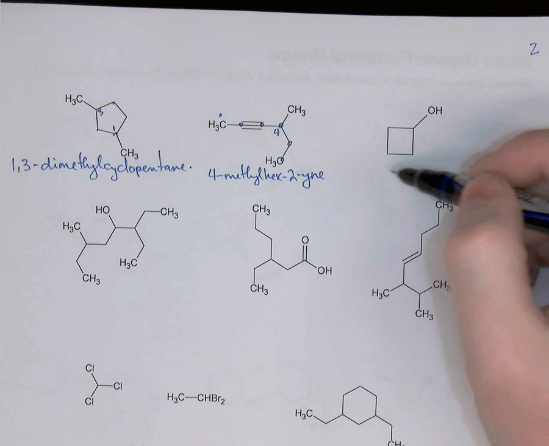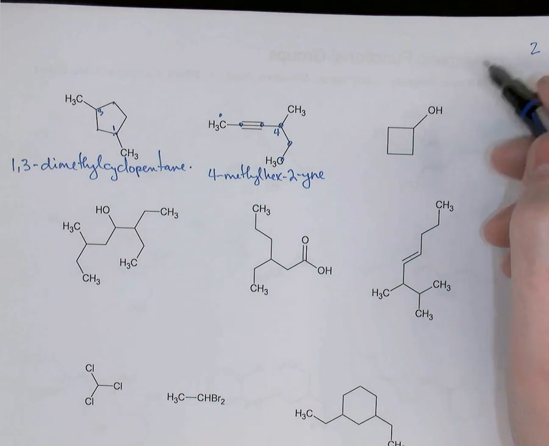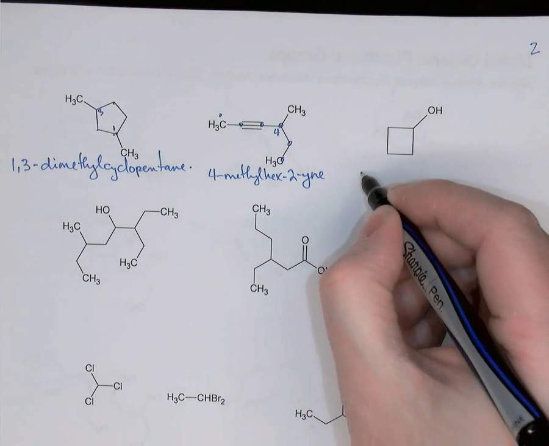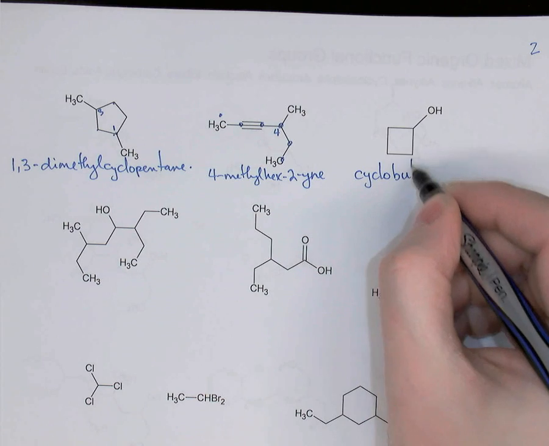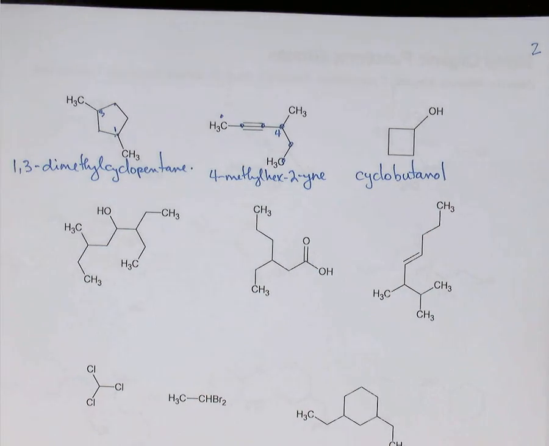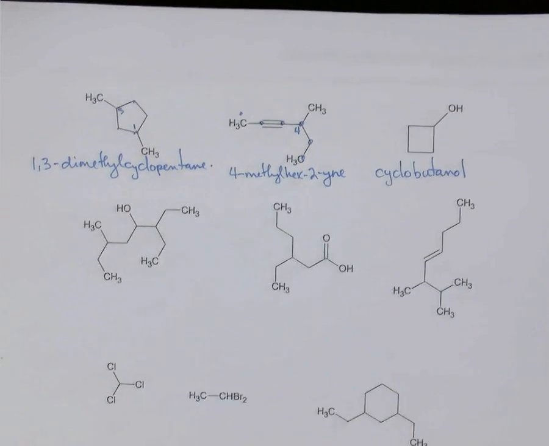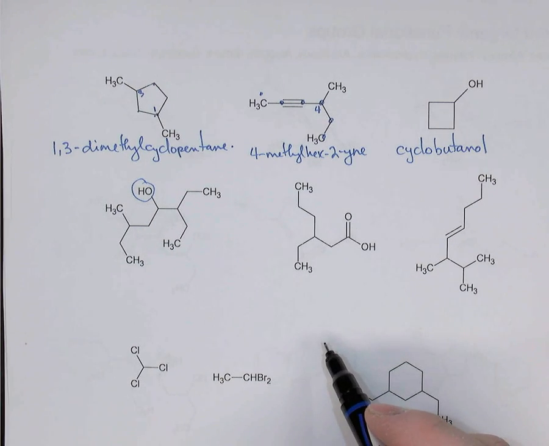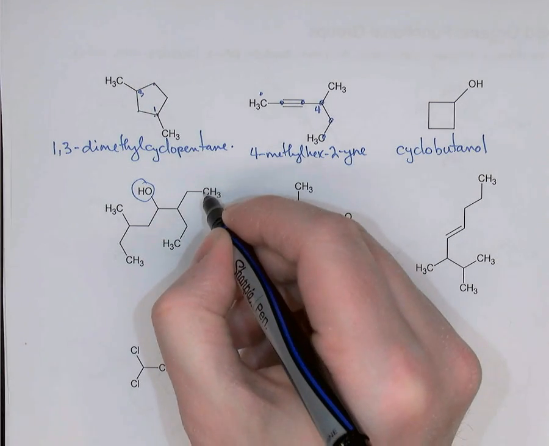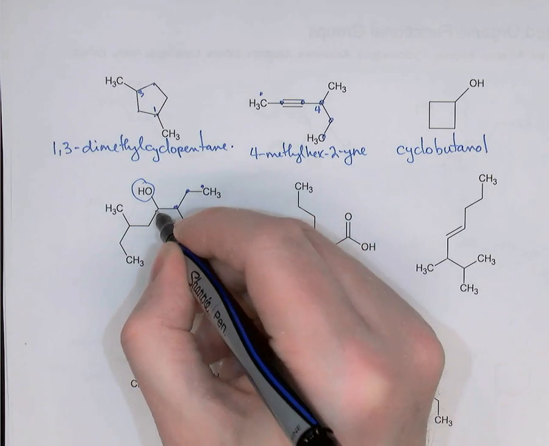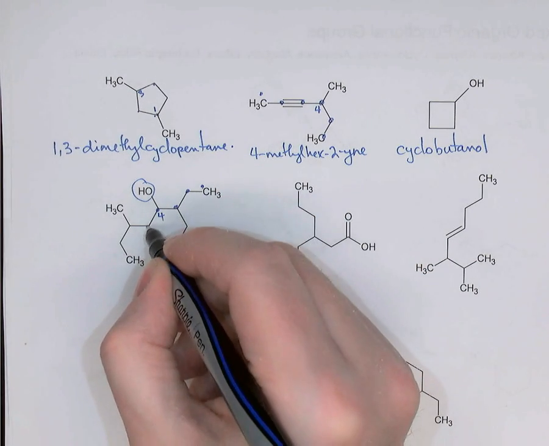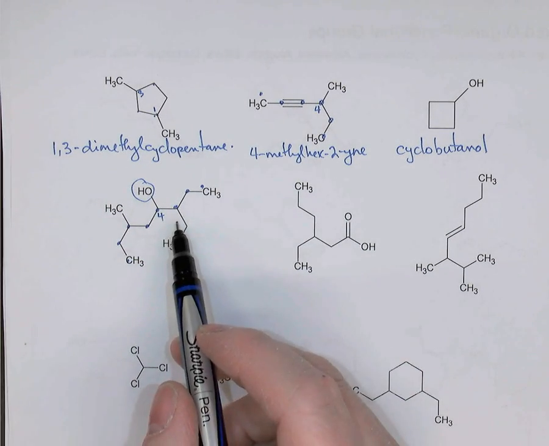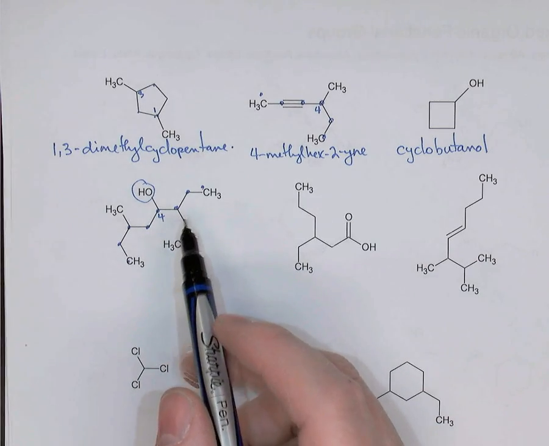Next we have a cycloalkane, but with an alcohol group attached. So this would be 4 carbons, cyclobutane, with an alcohol group, cyclobutanol. Alright, the next one is again an alcohol with the OH. We'll number the parent chain closest to the alcohol, so carbon 1, 2, 3, 4, 5, 6, 7, 8. So it's an octanol. In fact, it's 4-octanol, or octan-4-ol.